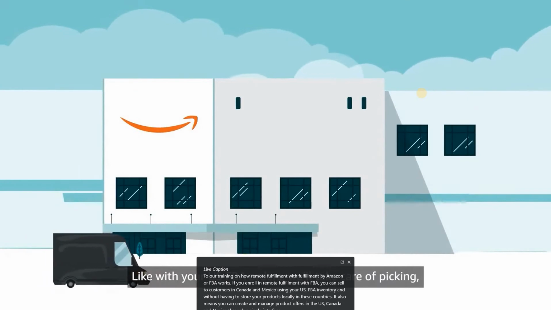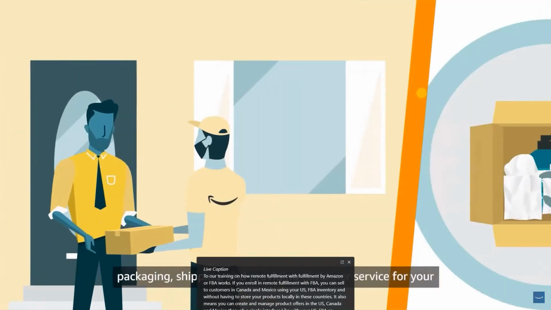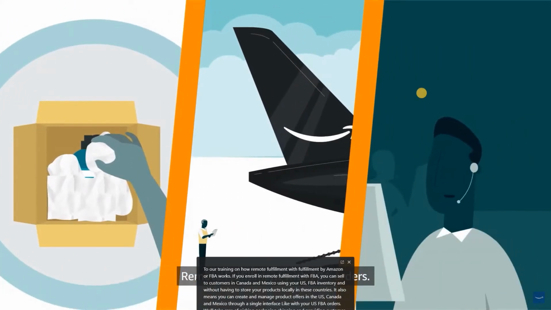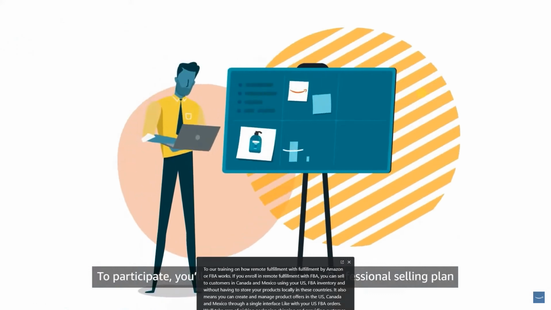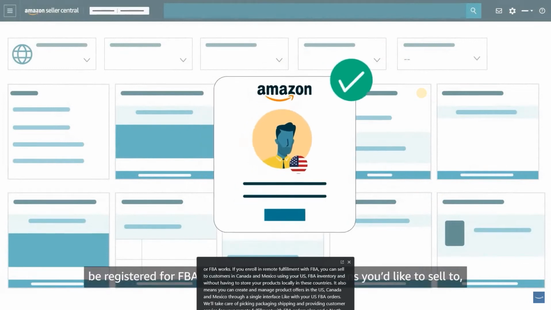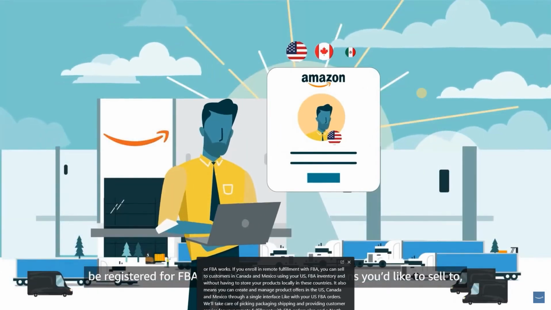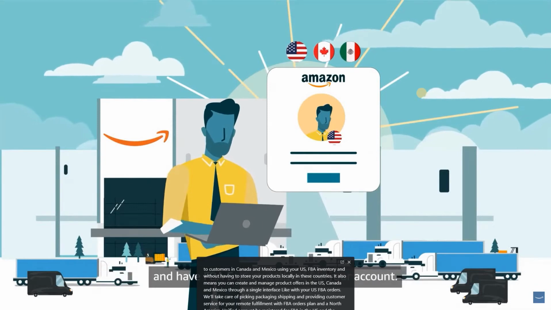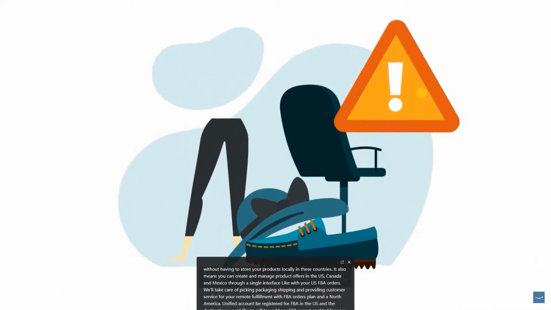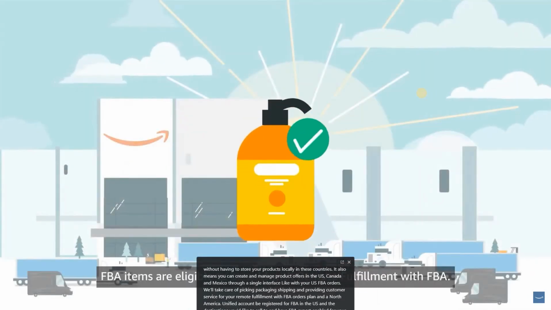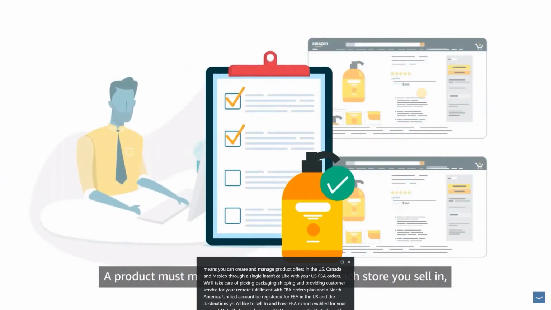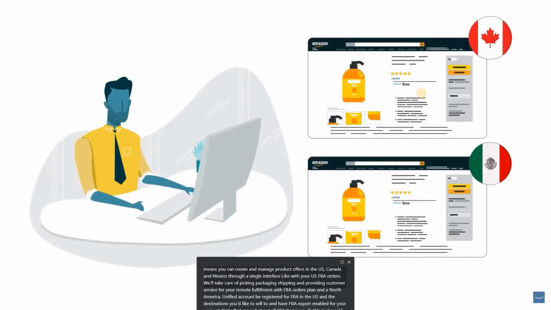Like with your US FBA orders, we'll take care of picking, packaging, shipping, and providing customer service for your remote fulfillment with FBA orders. To participate, you'll need to already have a professional selling plan and a North America Unified account, be registered for FBA in the US and the destinations you'd like to sell to, and have FBA export enabled for your account. Note that many but not all FBA items are eligible to be sold with remote fulfillment with FBA. A product must meet the eligibility rules for each store you sell in regardless of the country.